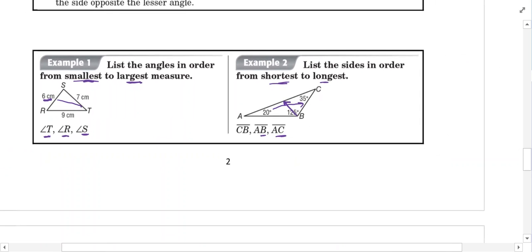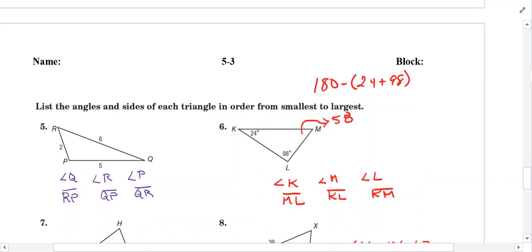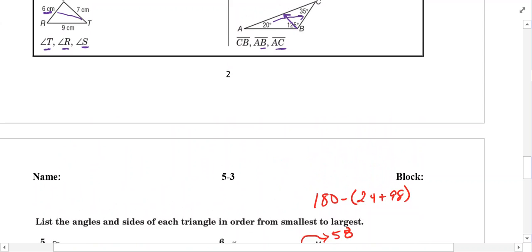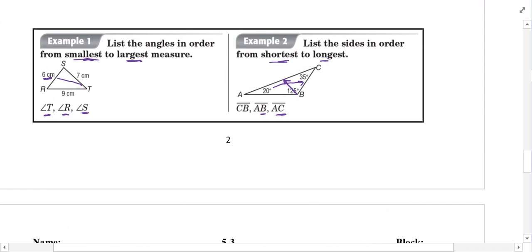And that's what you're going to look at when you do the rest of the homework here, where you're going to look at listing them from the sides that are largest to smallest. And that concludes the lesson for 5.3.